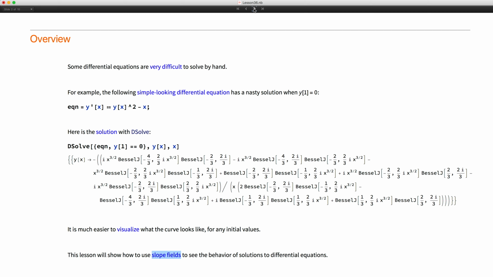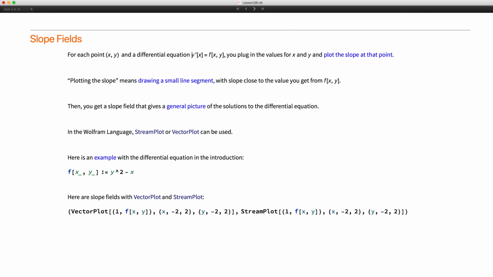As an introduction to slope fields, let's consider the differential equation y prime of x equal to f of x comma y. If you want to find a slope field for this equation, what you do is you plug in the values for x and y in the function f and then plot the slope at that point. What does that mean? It means that you draw a small line segment with slope close to the value you get from the expression f of x comma y. And then you get a slope field which gives you a very general picture of the solutions to the differential equation. It's not very precise, but it's good enough.